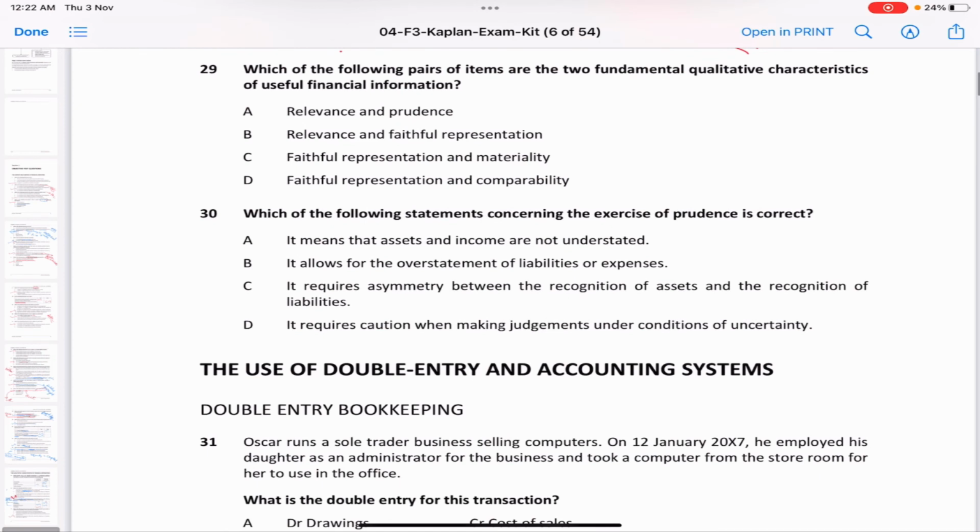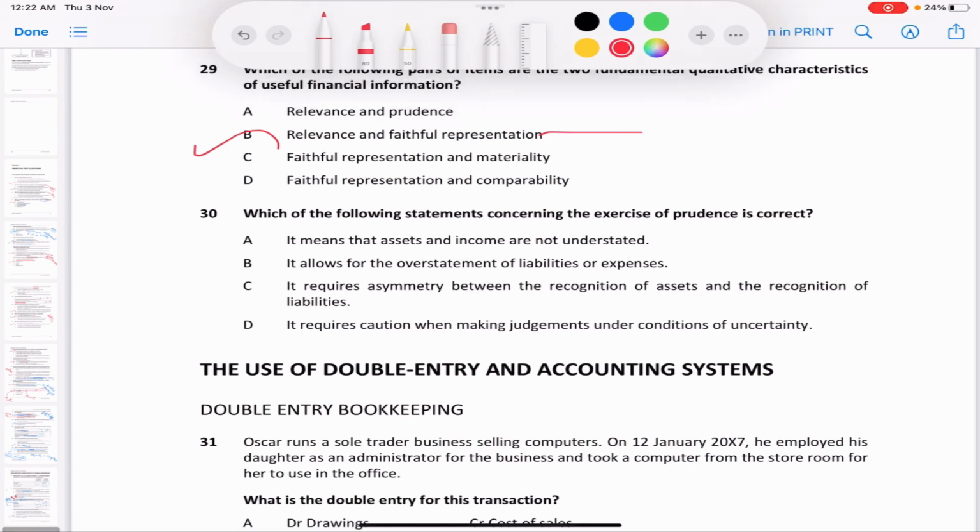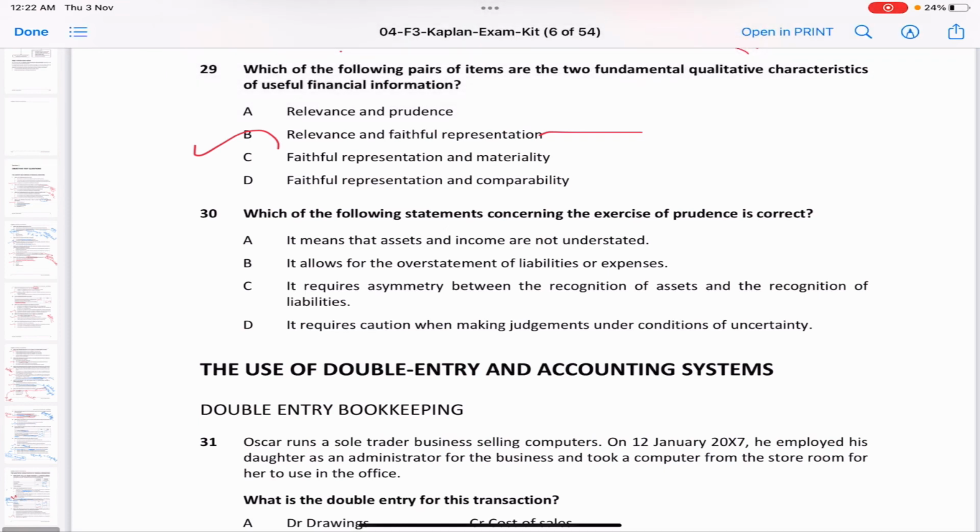Which of the following pairs of items are the 2 fundamental qualitative characteristics? Okay, we are talking about qualitative characteristics, fundamental ones, not enhancing. So this would be relevance and faithful representation. We know that prudence, materiality, comparability, all of them are enhancing. So what are fundamental? Relevance and faithful representation.